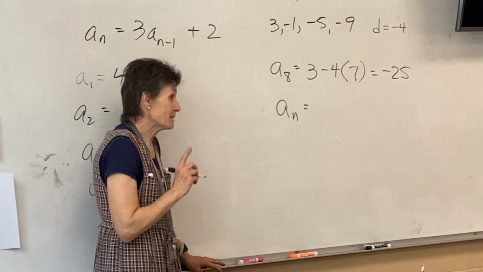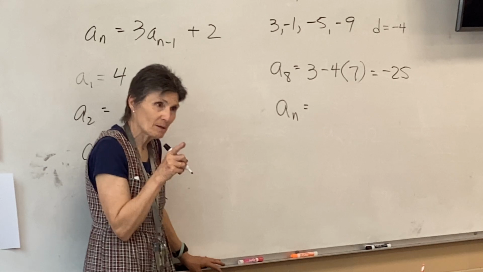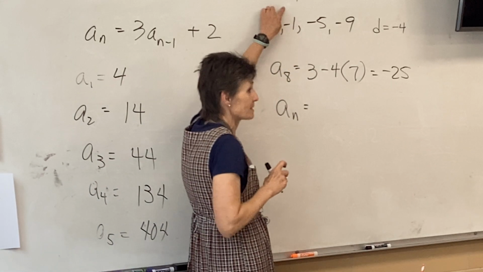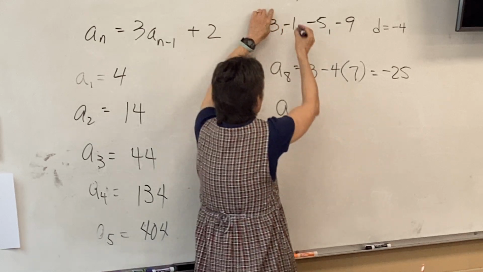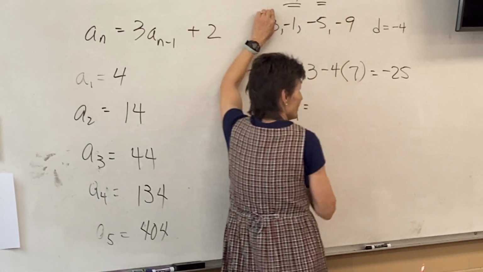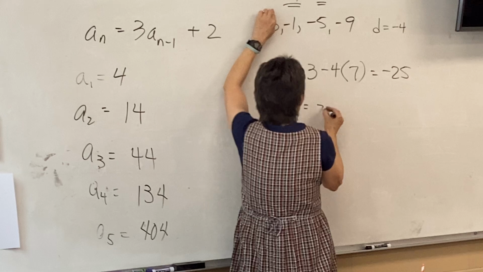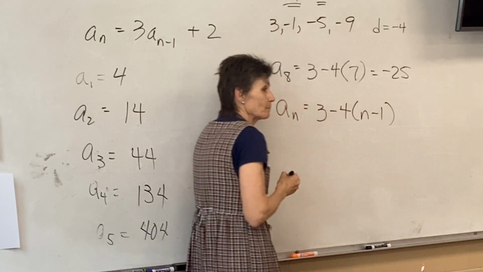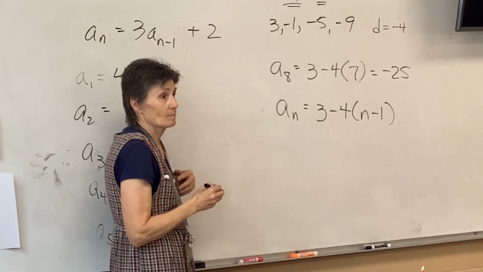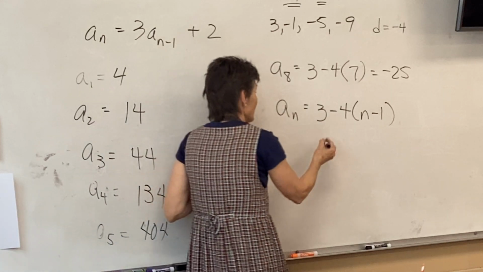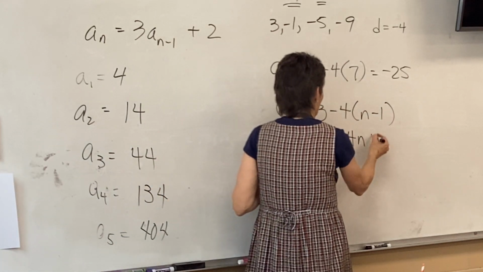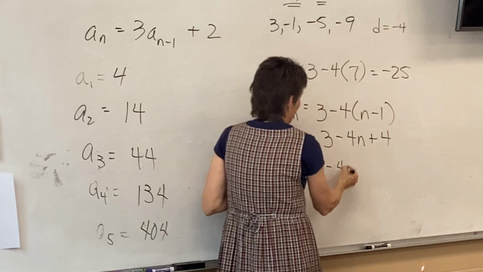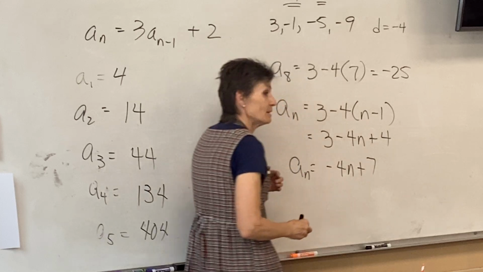Now we need an explicit rule. We did that at the beginning of the period. Anybody remember how we do that? Combine them. We use this, and we plugged in this and this. So a sub n is 3 minus 4 times n minus 1. And then we distribute it. I got -4n plus 7.